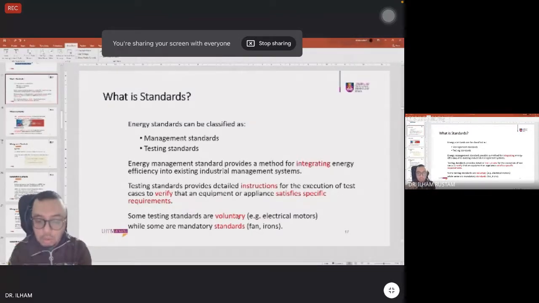The voluntary ones are more to make sure that you are not buying the wrong things. You're buying the correct motor, to make sure your drone is fast. Whereas mandatory standards are more about SIRIM, to make sure of user safety. Safety and user satisfaction.